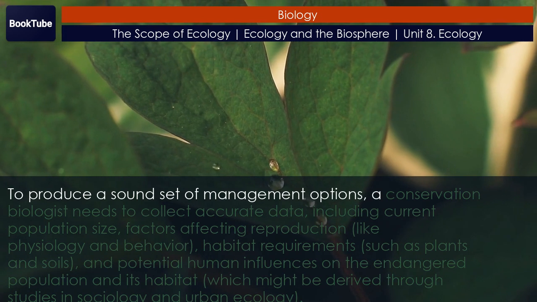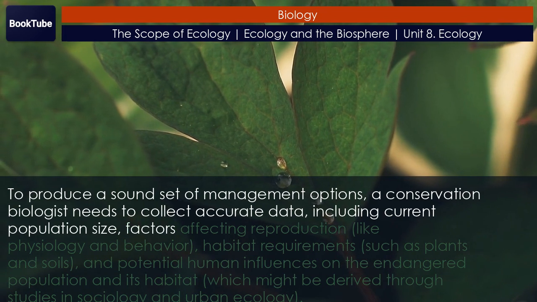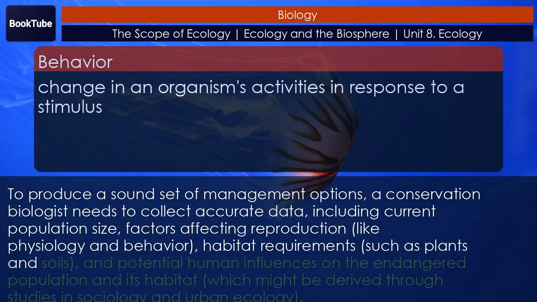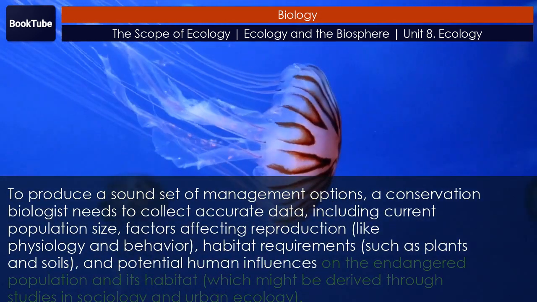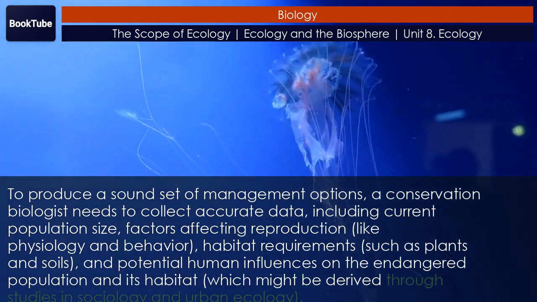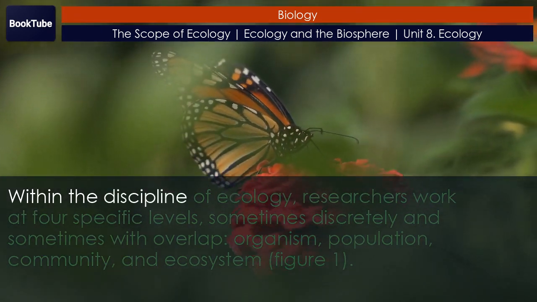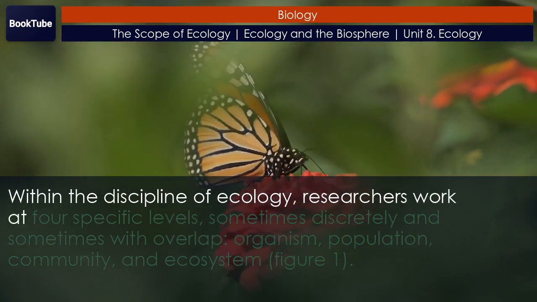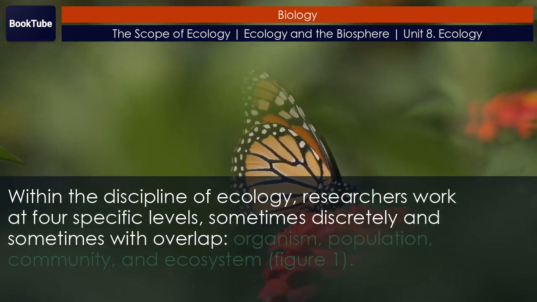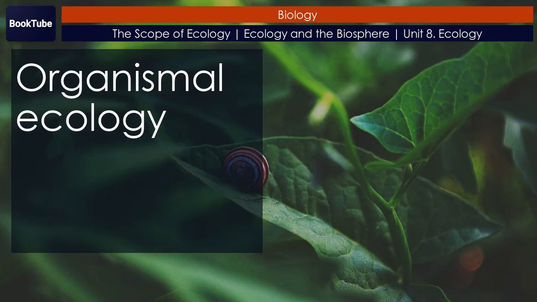A conservation biologist needs to collect accurate data, including current population size, factors affecting reproduction, like physiology and behavior, habitat requirements, such as plants and soils, and potential human influences on the endangered population and its habitat, which might be derived through studies in sociology and urban ecology. Within the discipline of ecology, researchers work at 4 specific levels, sometimes discretely and sometimes with overlap: organism, population, community, and ecosystem. Figure 1. Organismal ecology.